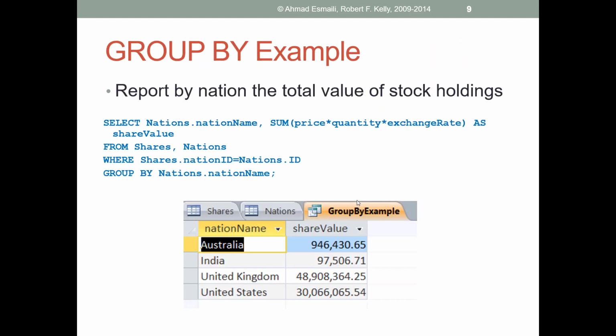Okay, so now let's look at some query involving group by. Alright, so let's say report by nation the total value of the stock holding, and the value of the stock holding is computed by price into quantity into exchange rate. So let's write this from scratch. We have to report by nation the total value of the stock holding. Value of the stock holding is price into quantity into exchange rate. Okay, cool.